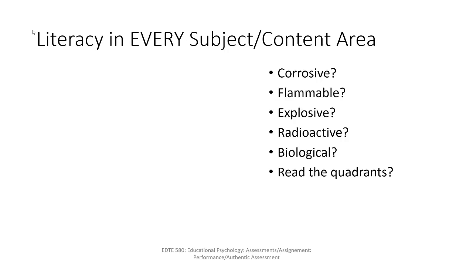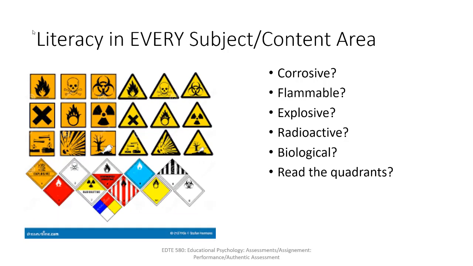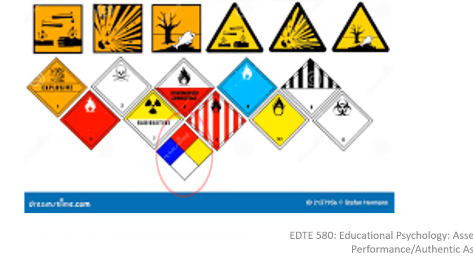Also, we can see literacy in areas that involve chemicals, such as all these symbols. Do you know which of these symbols is corrosive, flammable, explosive, radioactive, biological? And are you able to read the quadrants on these types of symbols that you see everywhere?